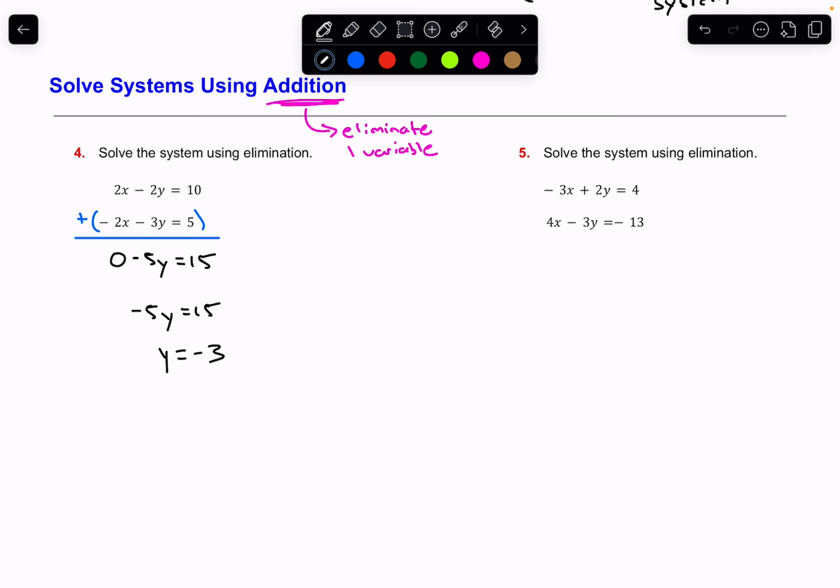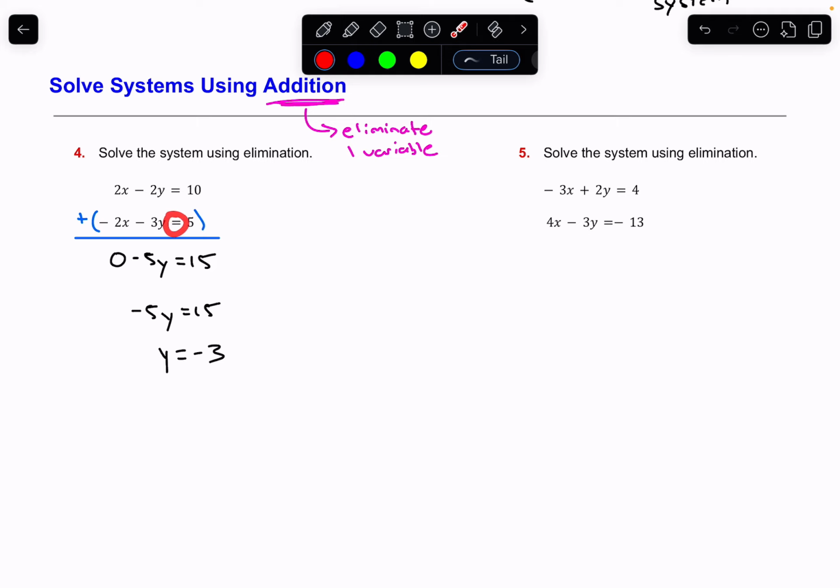Okay, but there's a couple things we need to talk about going on here. One is why. Why am I allowed to do this? So the main thing you need to realize here is that there's an equal sign here that says 5 is equal to negative 2x minus 3y.